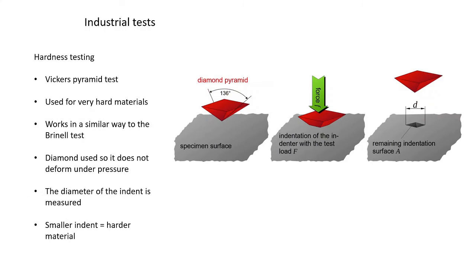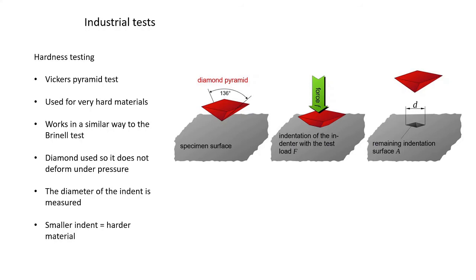And the final one is the Vickers pyramid test. So this is for very, very dense materials that would typically be very difficult to break into. It works very similar to the Brinell test. The reason they use a diamond pyramid is because diamond will not distort under pressure, because this is typically used for very, very hard materials that would be quite hard to determine on a normal test.